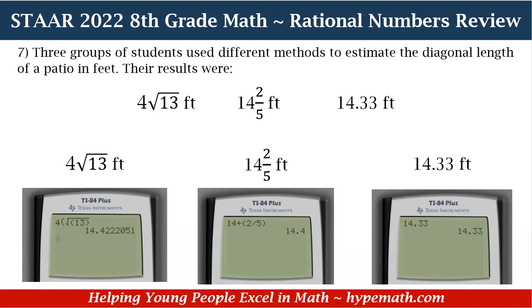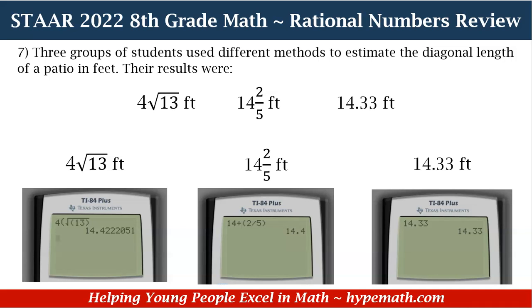So first, we're going to convert 4 in the square root of 13. Put it in your handy dandy calculator. And if you notice in parentheses, I have 4 parentheses, the square root of 13, and then we close the parentheses. That is equal to 14.42. We are going to round to the nearest hundredths place.